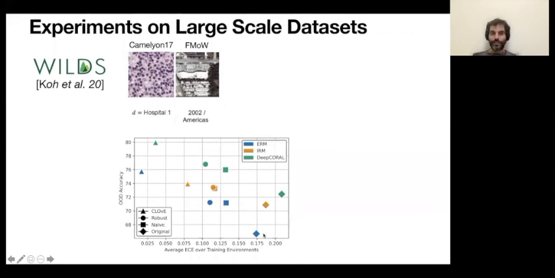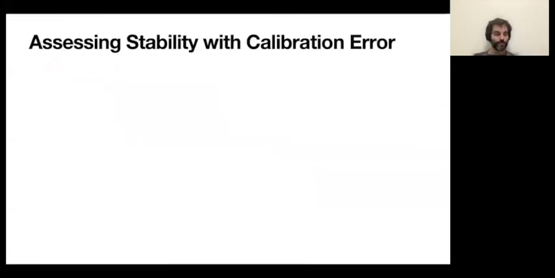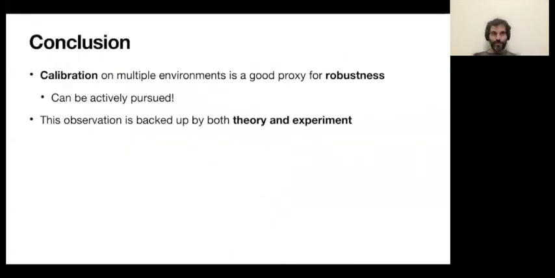Another way to see this is here we're looking at the average calibration error across training environments and the out-of-distribution accuracy. And let's say for the blue one, we start with the original, then apply ordinary calibration, then robust calibration, and we see that calibration error improves and performance improves. And then we apply CLOVE, which is the ultimate end-to-end objective, and it improves yet again. And the same happens if we train with IRM or with Deep CORAL. And best performance is for Deep CORAL, but we see this very clear correlation between getting better calibration on the multiple training environments and getting better OOD accuracy. And we have more examples of this, but I'll skip that.